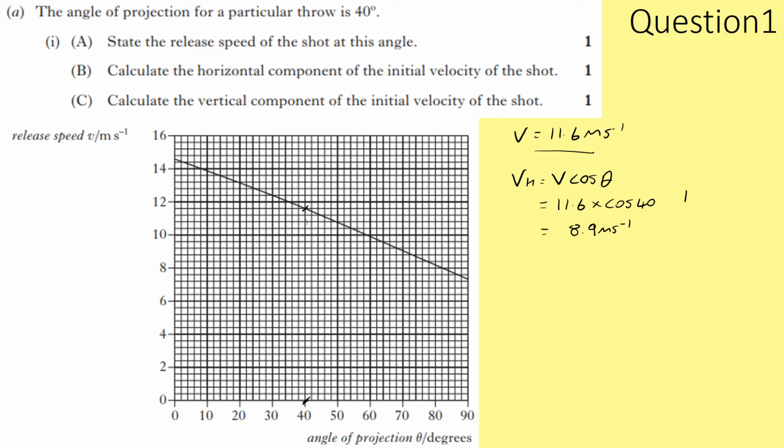In Part C, we're asked to calculate the vertical component of the initial velocity of the shot. For the vertical component, we use VV is equal to V sine theta, which again is 11.6 multiplied by sine of 40, giving us a value of 7.5 meters per second.